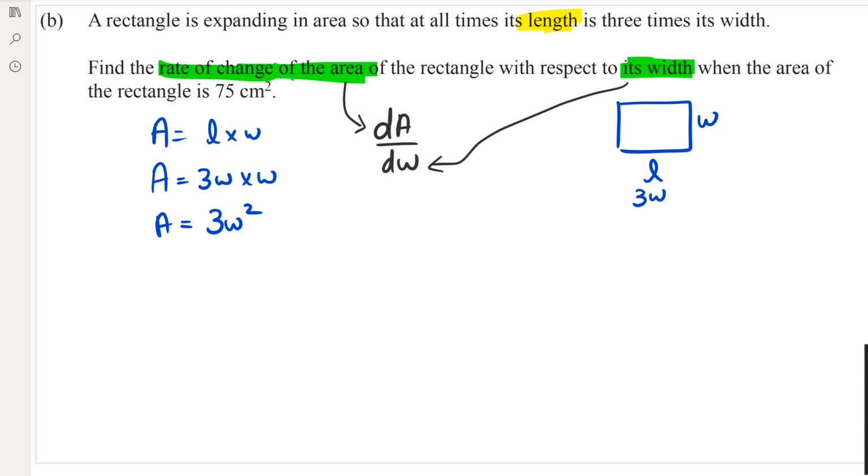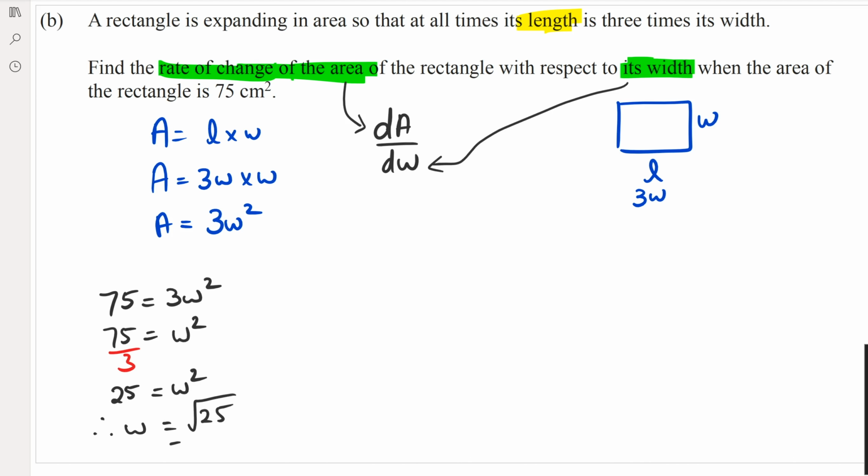But they give you one clue. They tell you that the area is 75 centimeters squared. So the first thing we've got to figure out is, when the area is 75, what is the width? So we're going to do that first. When we do this, we're going to get 75 divided by 3, it's W squared. So we've got 25 equals W squared. Therefore, we can say W is equal to the square root of 25, or 5 in this case. So when the area of this rectangle is 75 centimeters squared, the width is 5 centimeters. That's the first clue that you need.